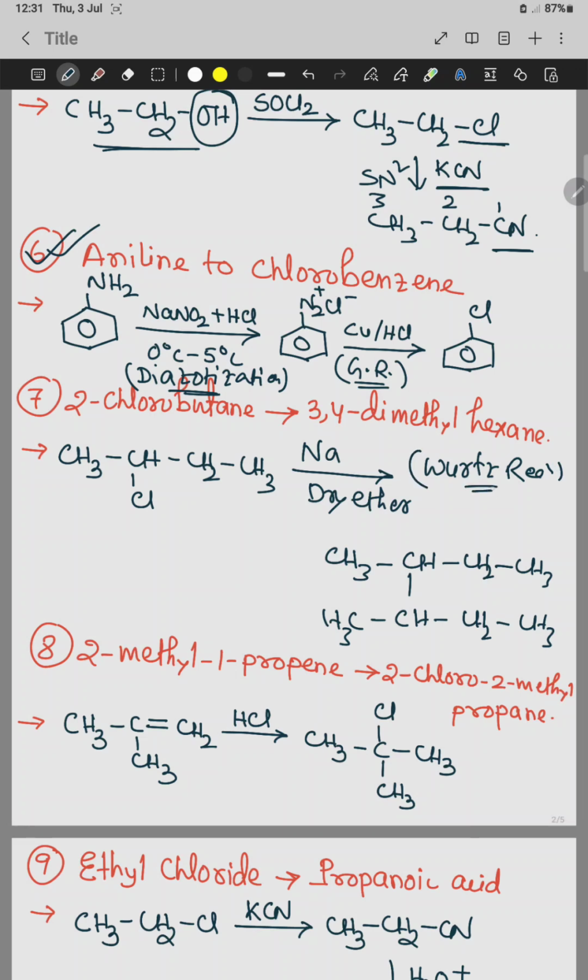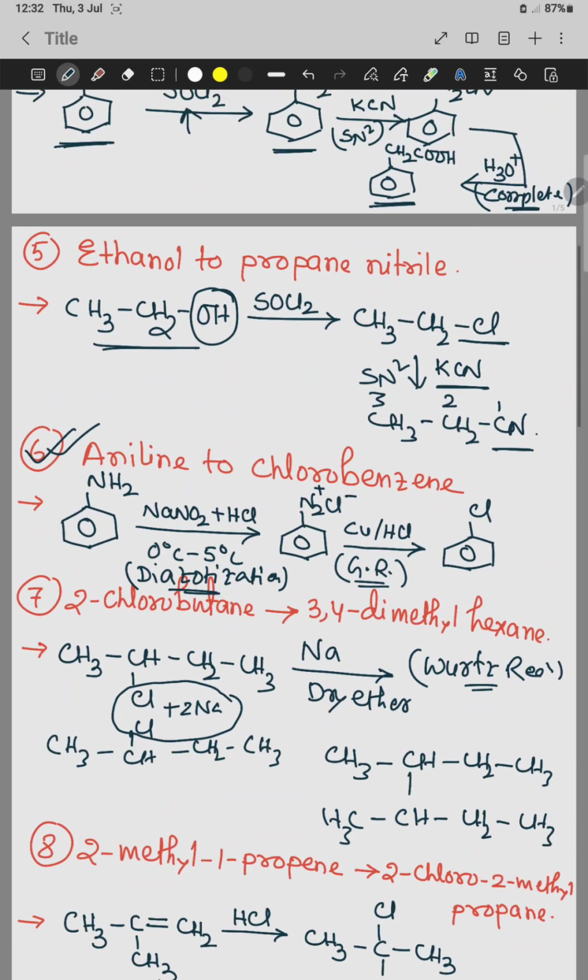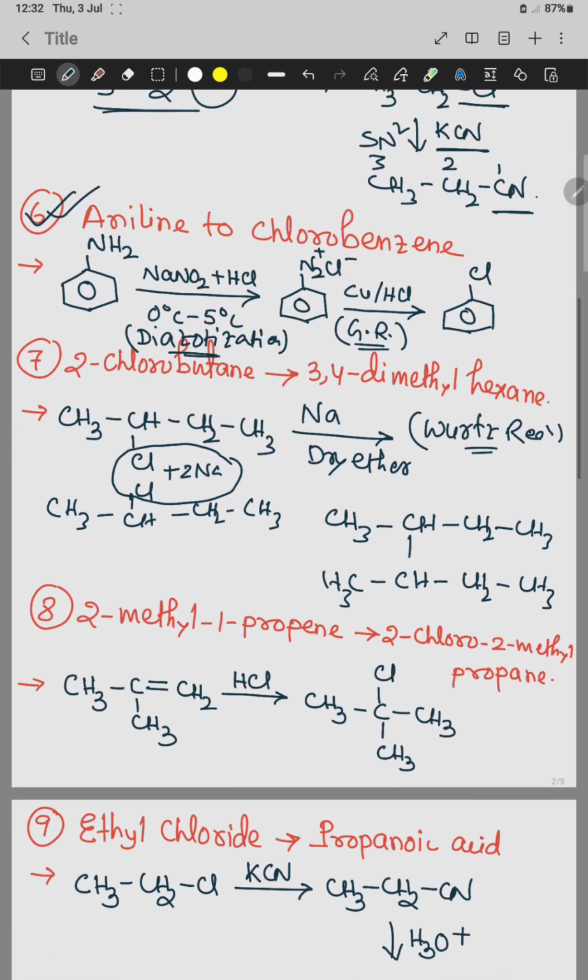So that you will get the product. You can see the alkyl group here. Similarly, another alkyl group, just put here CHCl, CH2 and CH3. So you will give that sodium. Sodium will take this chlorine, 2 sodium is required, and then you will get the product. This is nothing but 1 2 3 4 5 6. So this is 3,4 dimethyl hexane.